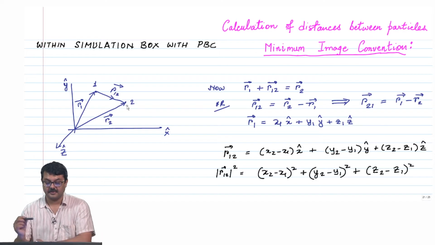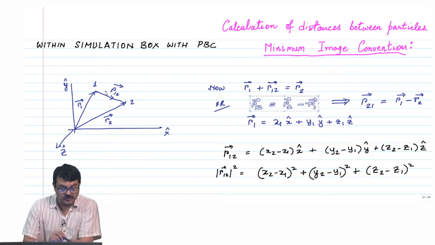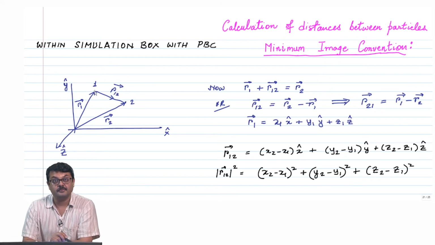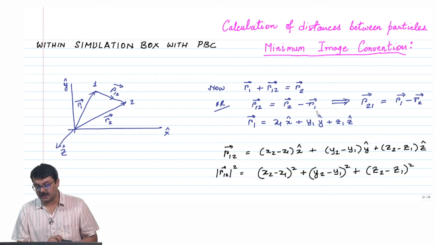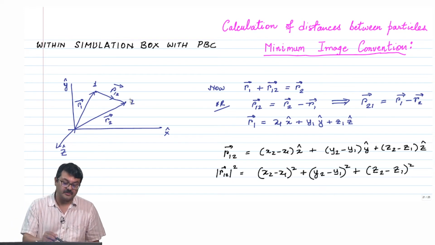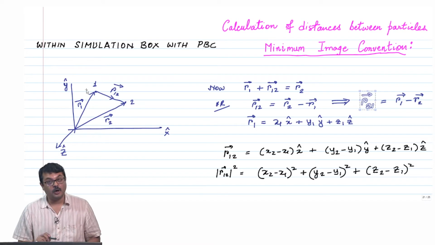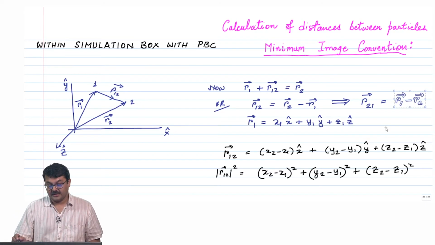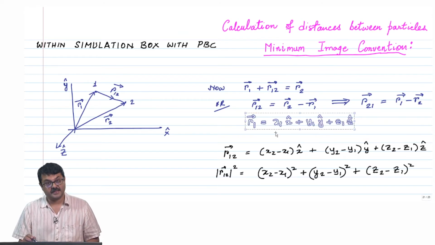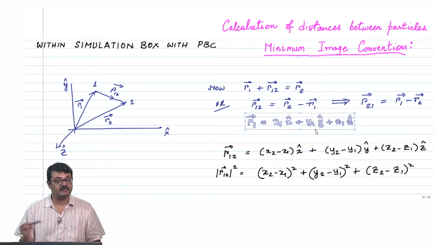This would hold for simple vectors, but then one can also write r12 is r2 minus r1. So, r12 is this vector joining position 1 to 2, and that can be written as r2 vector minus r1 vector. Similarly, a vector going from 2 to 1, r21, which is exactly opposite to the vector r12, is r1 minus r2. And what is r1? You could write it as x1 x-hat plus y1 y-hat plus z1 z-hat, and similarly you can write r2 as well.